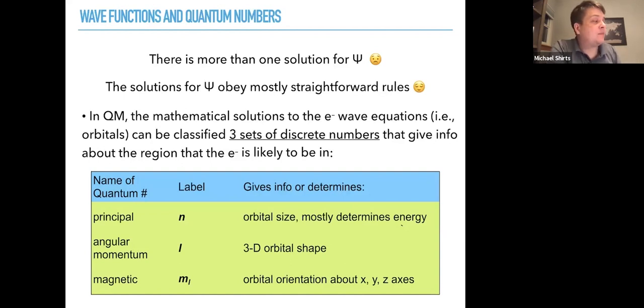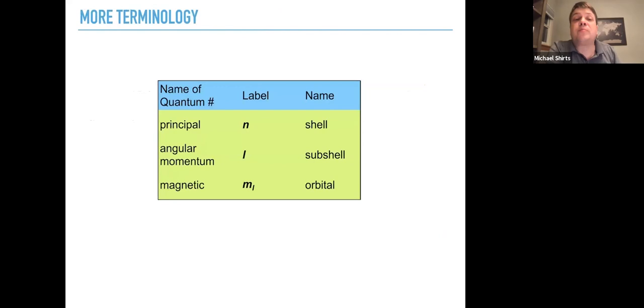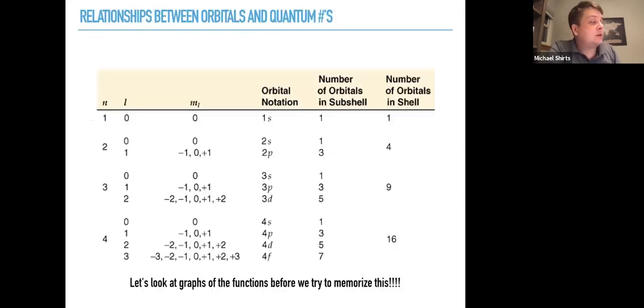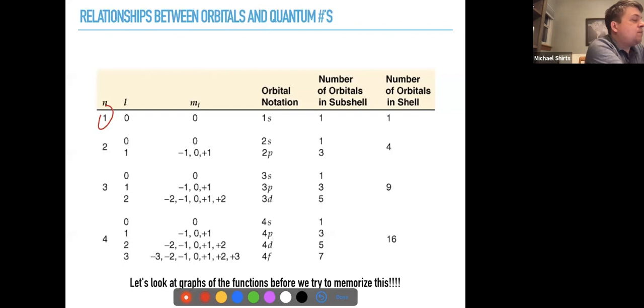Okay, nomenclature you should know. The principal quantum number is the shell, the angular momentum is the subshell, and the magnetic quantum number is the orbital. So orbitals are the smallest classification, shell is the largest. And this is what we get. If we look at all the possible solutions up through n equals 4, when n equals 1, there is only one possible solution with angular momentum quantum number 0, magnetic quantum number 0, and this is the 1s orbital. There's only one orbital in the subshell, one orbital in the shell.